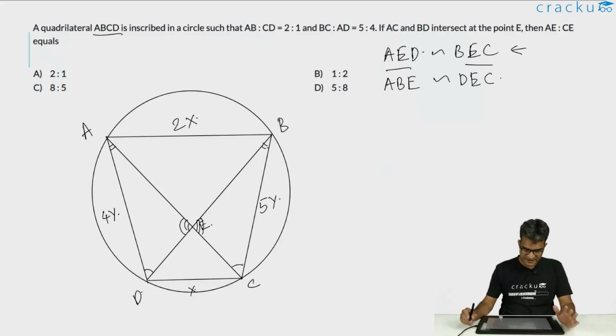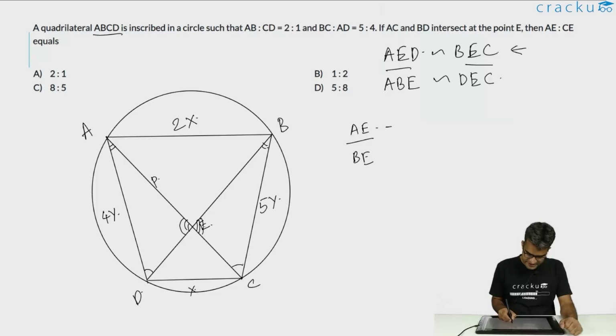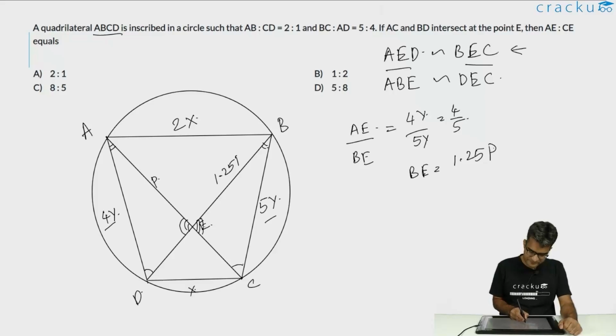So if you assume that the length of AE is P, what can we infer about the length of BE? We are looking at AED and BEC. So AE divided by BE is equal to 4y divided by 5y, which is equal to 4 by 5, or the length of BE will be equal to 1.25 P. Similarly, if you assume that the length of ED is Q, the length of CE is 1.25 Q.